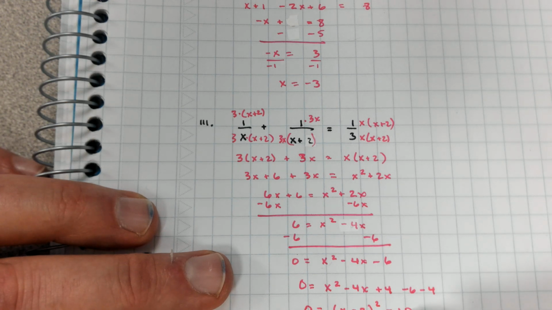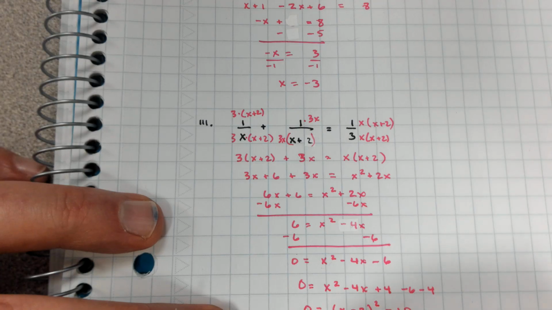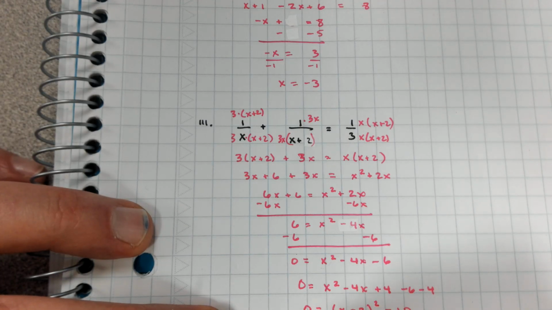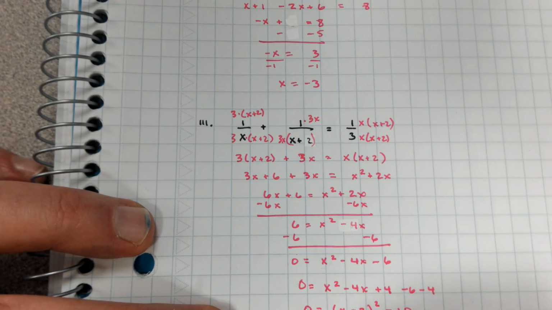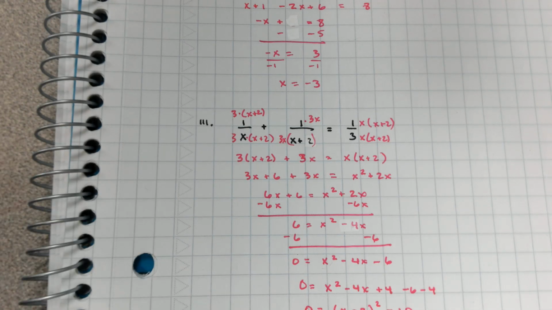And now to solve this, I can add the 10 over here. I can then take the square root of both sides, and I'll get plus or minus the square root of 10 equals x minus 2. The square root and the square kind of cancel each other out. Then we'll add 2. So I'm going to get x equals 2 plus or minus the square root of 10. So it's going to give me two solutions there.